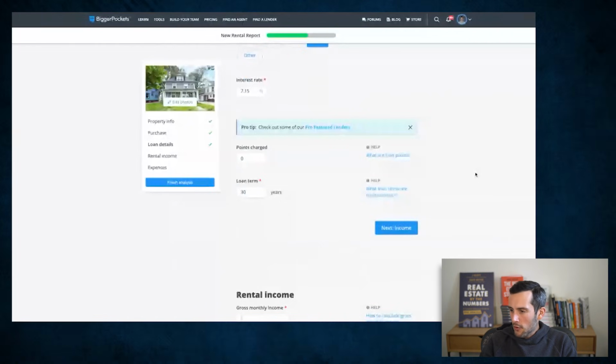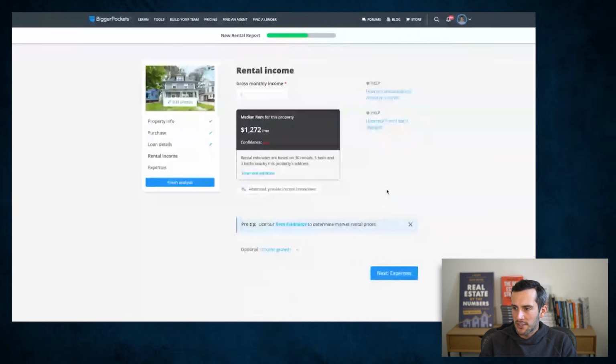All right, moving right along, rental income. Now, this is one of the hardest things for people to understand, but we already know that it's $2,500. At least that's what they say in the listing. But I'm also going to show you another tool here on BiggerPockets that you can use.